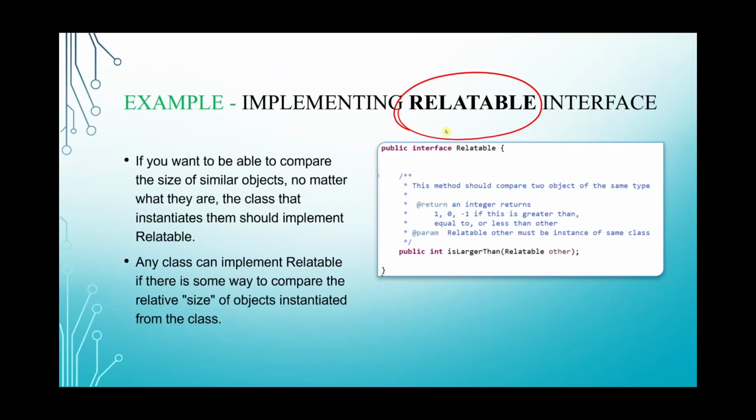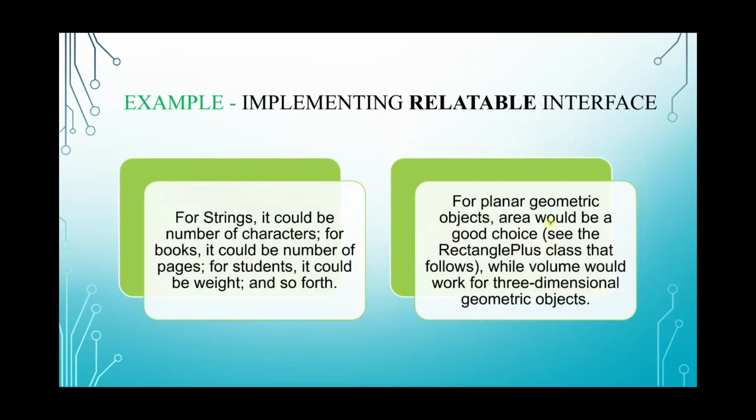So any class can implement Relatable if there is some way to compare the relative size of objects. If you implement Relatable, you have to provide an implementation of isLargerThan. And isLargerThan could be comparing, for example, if we are doing that on strings, the number of characters. If we are doing that on books, the number of pages. If we are comparing students, their weight or their grades or their GPAs and so on.